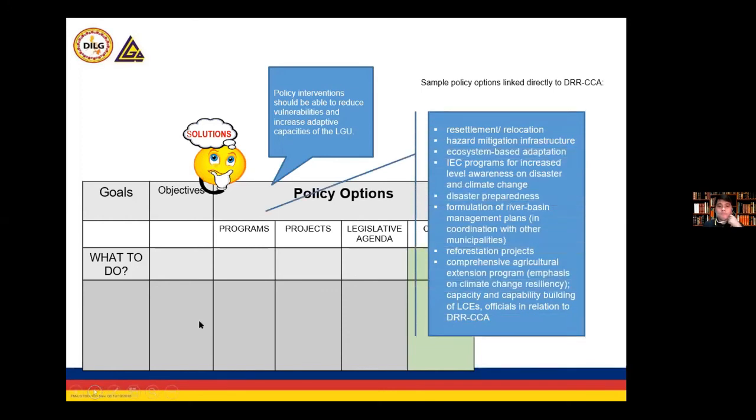Okay, these are examples of policy options linked to their RCCA: resettlement or relocation, hazard mitigation infrastructure, IEC, formulation of applicable plans, reforestation projects, and comprehensive extension programs. So you can frame your policy options into general statements, okay? Actionable items, halimbawa, implement relocation programs or resettlement programs, construct hazard mitigation infrastructures. So hindi pa ito yung mismong programs and projects kasi mamaya pa natin yun i-identify.